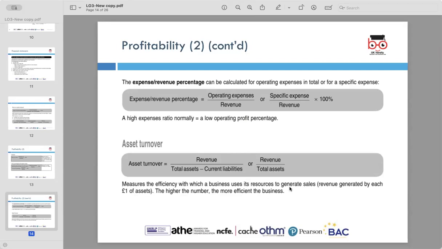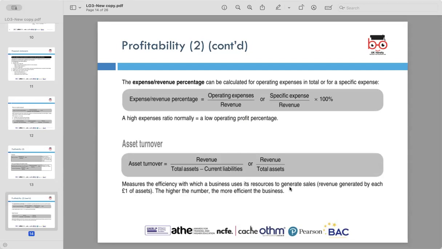Assets turnover ratios assess how efficiently a company utilizes its assets to generate sales revenue. It measures the amount of revenue generated for each unit of assets. A higher assets turnover ratio indicates that the company is generating more revenue per unit of assets, which signifies efficient asset utilization.